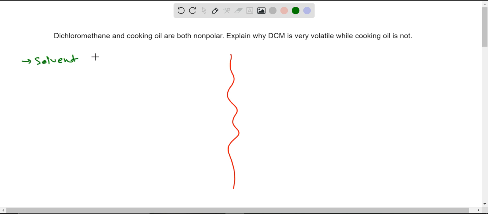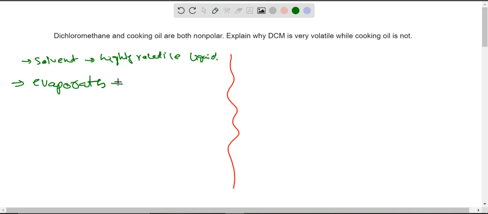is a solvent widely used in chemical research because it is a highly volatile liquid. So it evaporates when exposed to air. Thus it is capable of distillation.